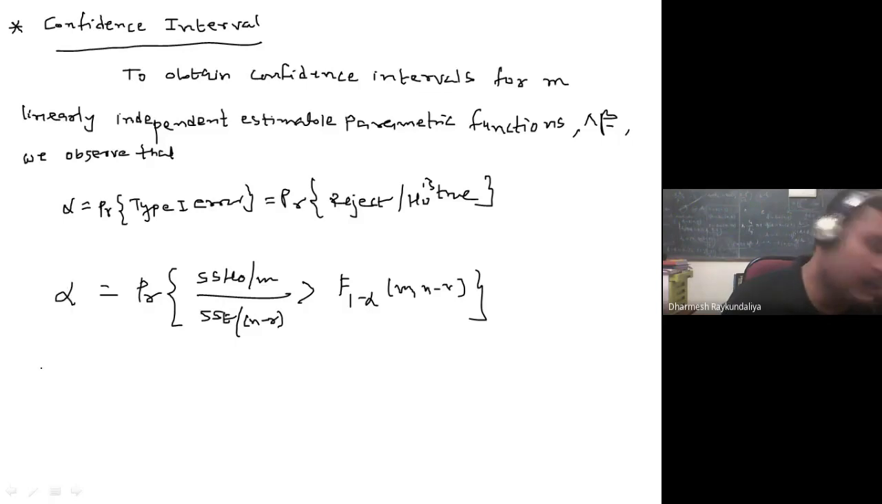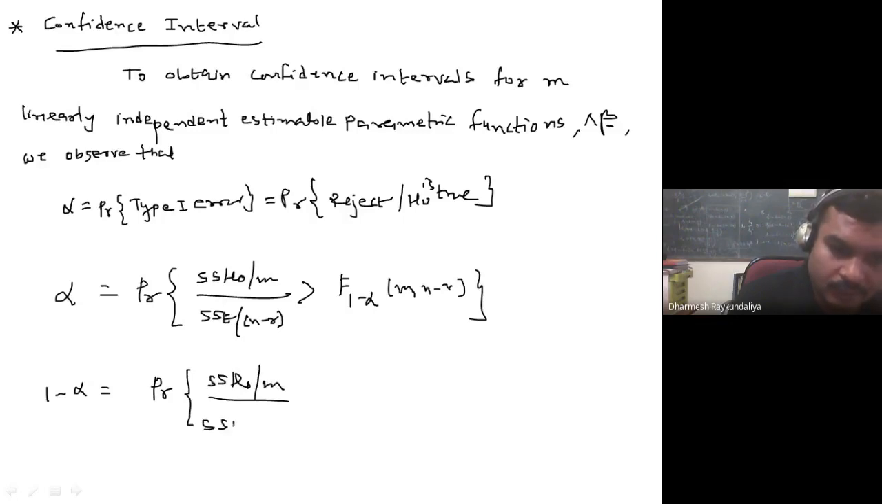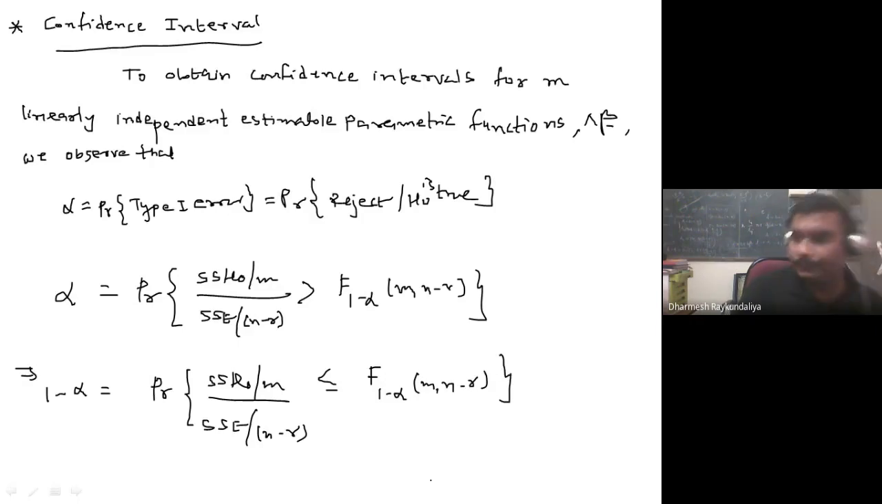But what is the confidence interval? The confidence interval is given by 1 minus alpha. So that is the probability that SS H naught upon M, SSE upon N minus R, is less than or equal to F 1 minus alpha, M, N minus R. So this we know. Okay.